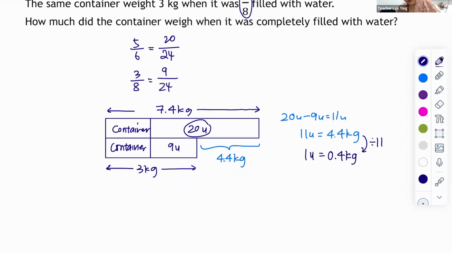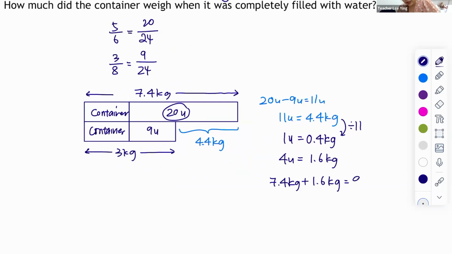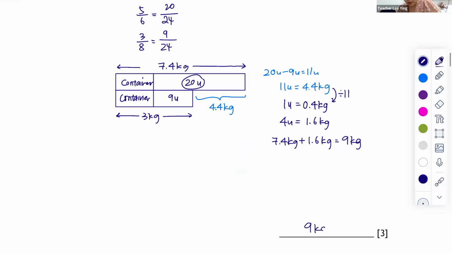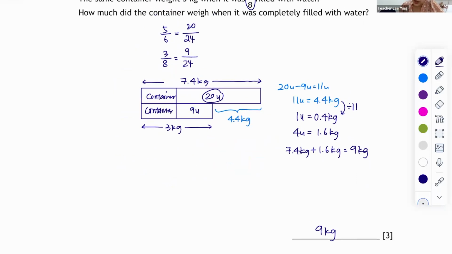And it's easier to find 4 units to add to the 20 units, which is 1.6 kilograms. So we add 7.4 kg to 1.6, and we will get 9 kilograms, which is the mass of the container when it's completely filled with water. Now, you can actually check.